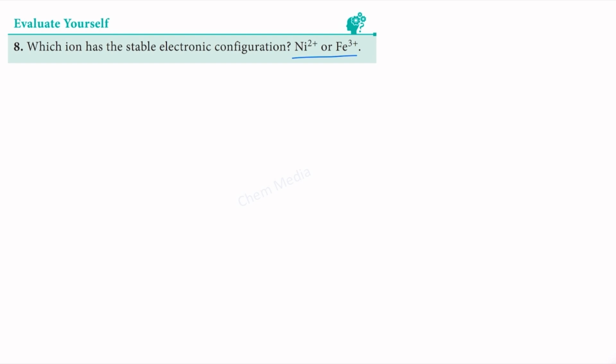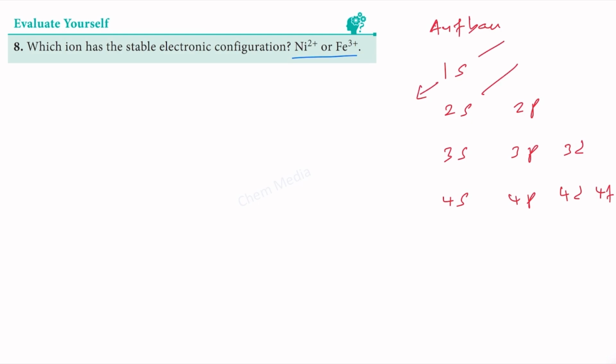more stable. To write the electronic configuration, we need to follow the aufbau principle or the build up principle. The easiest way to do is write the orbitals like this: 1s, 2s, 2p, 3s, 3p, 3d, and then 4s, 4p, 4d, 4f, and then put a slanting line like this. Start from here, end here. Start here, end here. So that it's easy to remember.